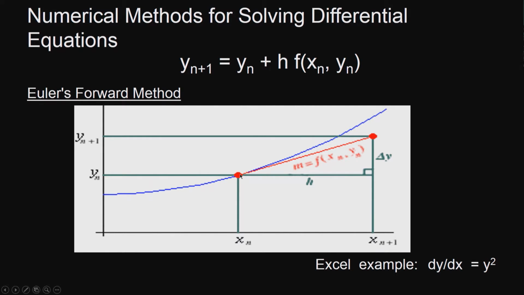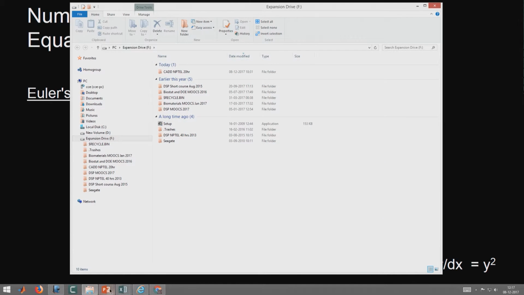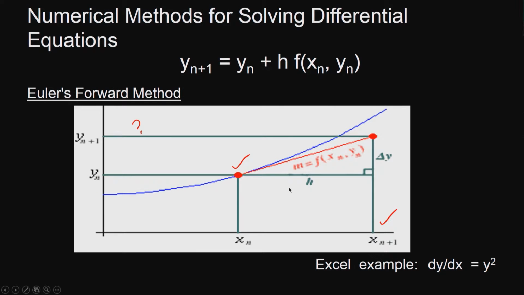For example, you are here at xn, yn, and you want to find out what will be the y(n plus 1) at this particular time point. So what do you do? You do yn plus h f(xn, yn). This is the function which you have to substitute here. Then you go to the next time point.